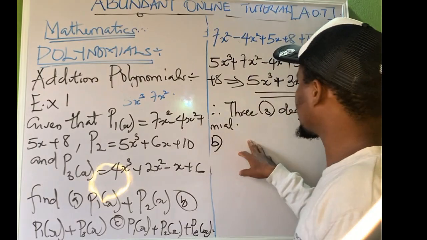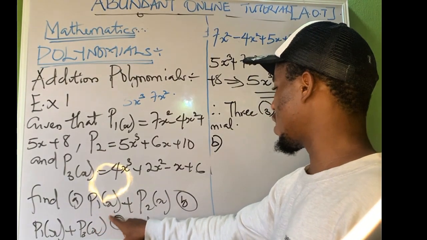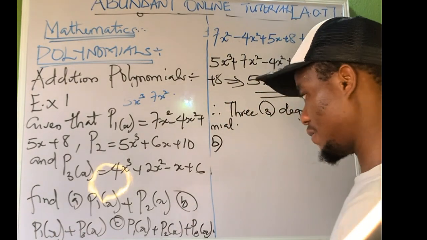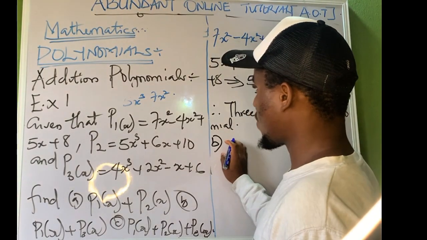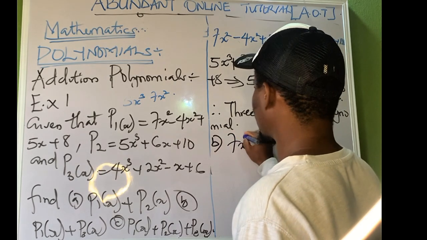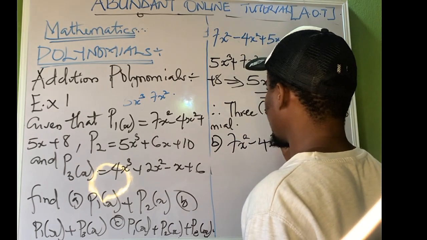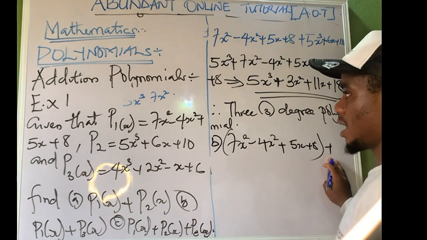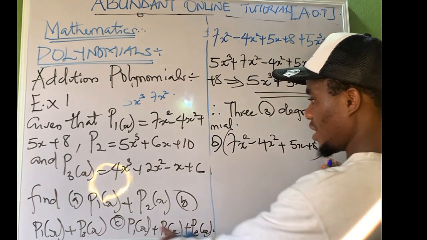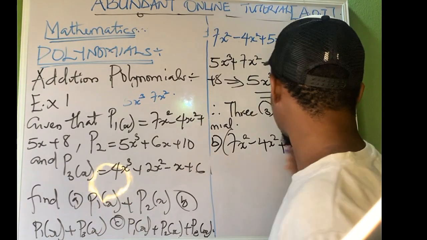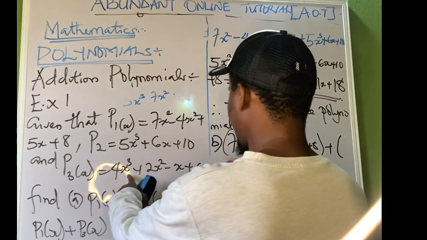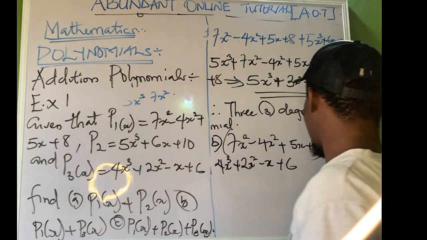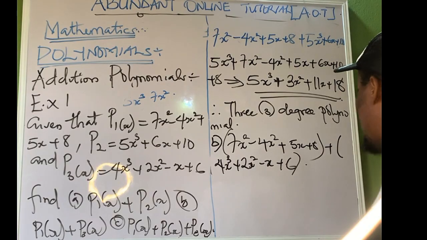Now we'll solve for the first one, which is p1(x) plus p2(x). Then the second one is p1(x) and p3(x). Our p1 is 7x squared minus 4x squared plus 5x plus 8. Let's put this in brackets, plus p3, which is 4x cubed plus 2x squared minus x plus 6. Close your brackets.